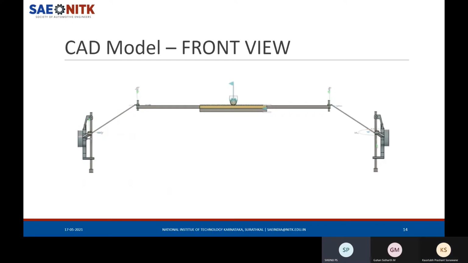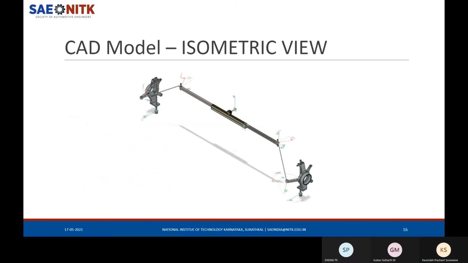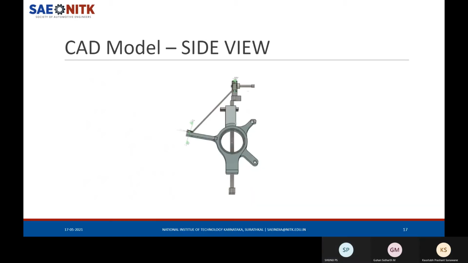This is the CAD model done using Fusion 360, where if the pinion gear rotates by 48 degrees, then the rear wheel connected to the knuckle will rotate by 5 degrees. This is the isometric view. This is the side view.